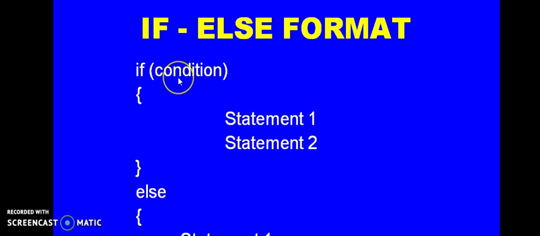If this condition is true, then this set of statements will get executed. This is block 1. And if this condition is false, then the control automatically transfers to this block of statements. That means we will get the result if the condition is true, as well as if the condition is false, then also we will get some result.